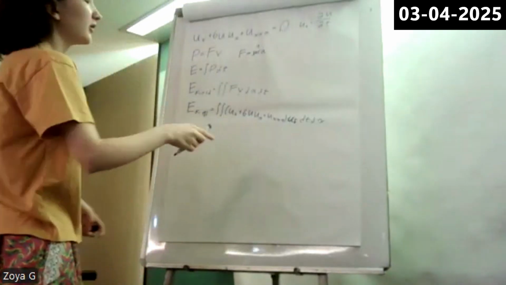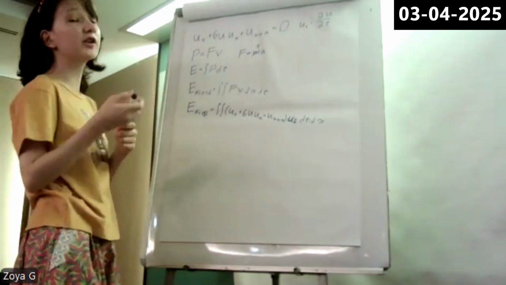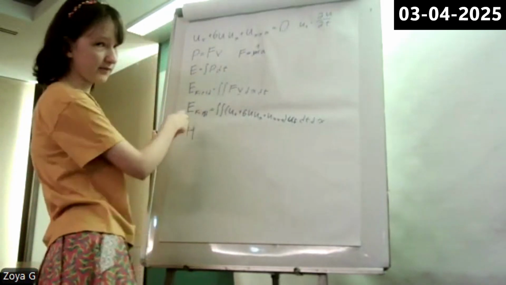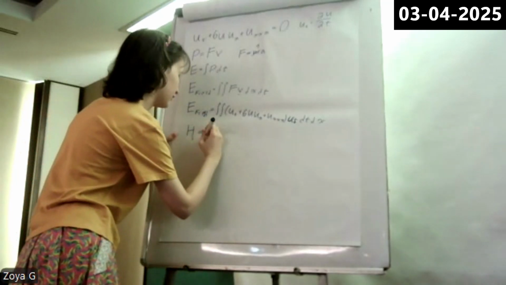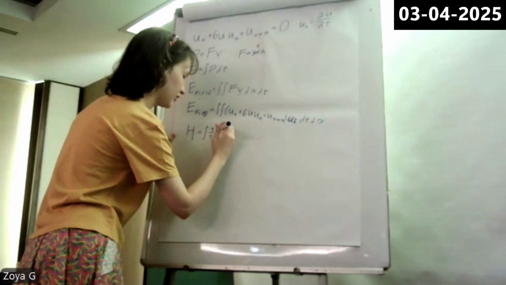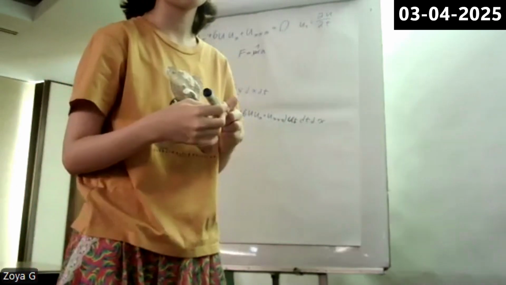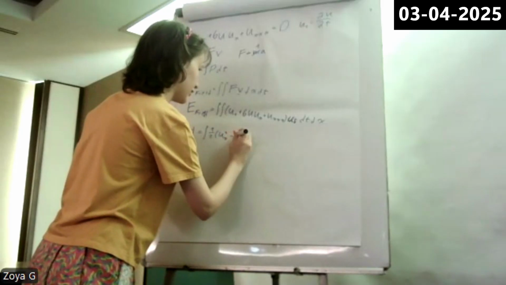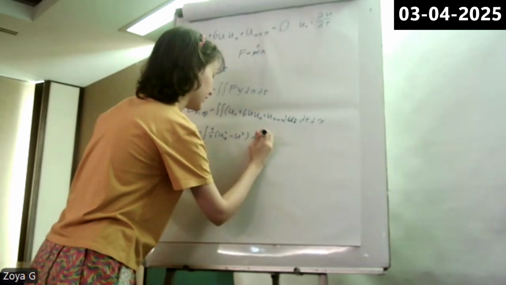Okay, so I don't know how to evaluate this off the top of my head, but I do know the final Hamiltonian, or the final energy field, E field, is equal to the integral of 1 over 2 u_x squared minus u to the third dx.